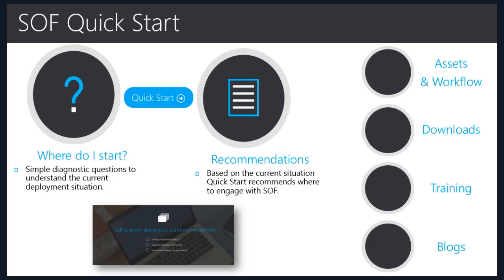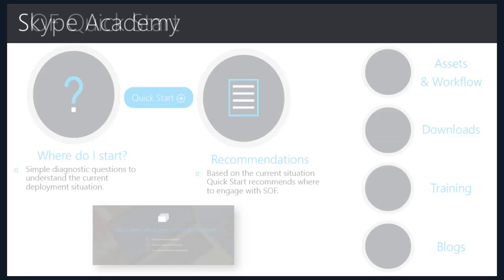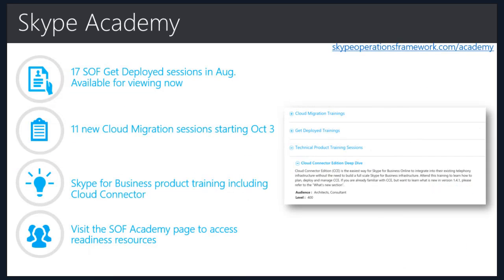Other areas that have been updated and extended through this is the Skype Academy. So we have the Get Deployed sessions that were recorded in August, which are available for viewing now. Many of those original sessions will have been re-recorded to include the updates for the materials that we are now delivering. And as well as that, we're adding the product training. So there's product training related to Cloud Connector, some very exciting new updates that have come with the Cloud Connector product set.